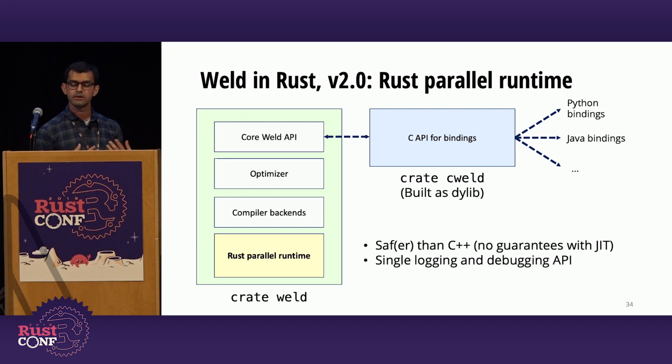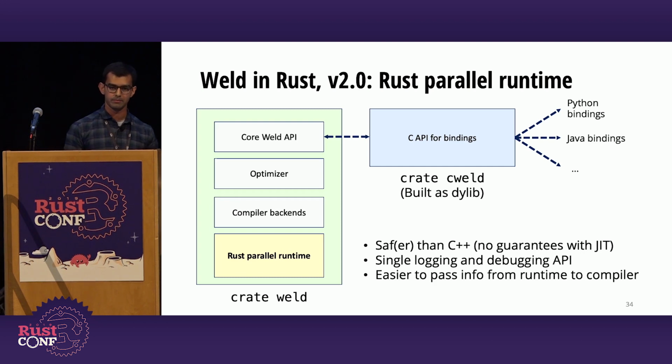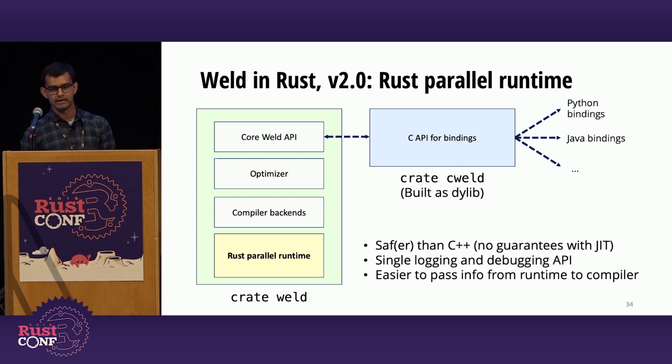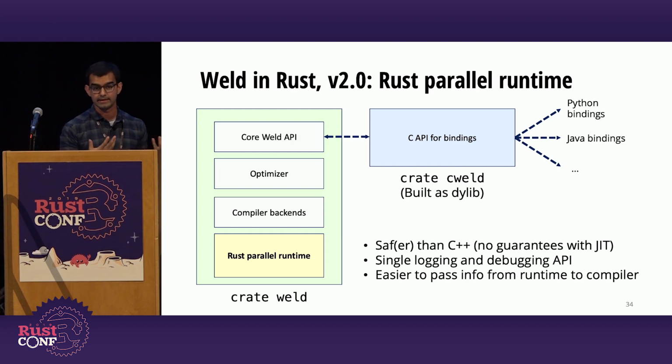We also have a nice single logging and debugging API. So you can set a log level in the Rust compiler, and then you'll get the same logging output when you're running generated code, which is nice. It's also easier to pass data from the runtime to the compiler. This was easy enough before, but this lets us do things like asserting in a unit test that the size of some generated struct in our compiler matches the size that we expect. It's kind of clinky stuff like that that just ensures that everything is clicking.